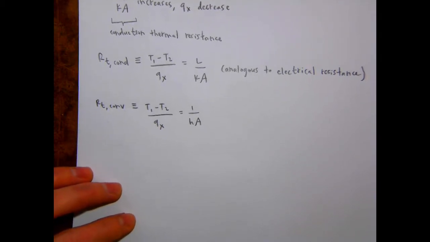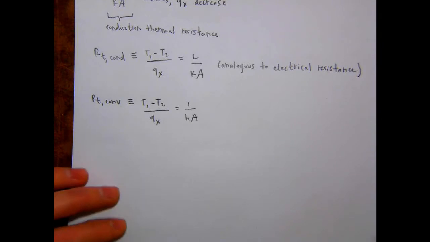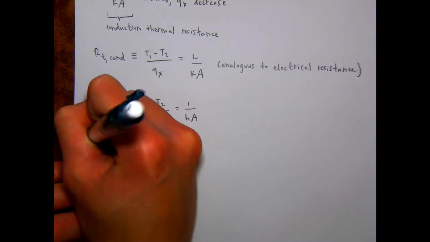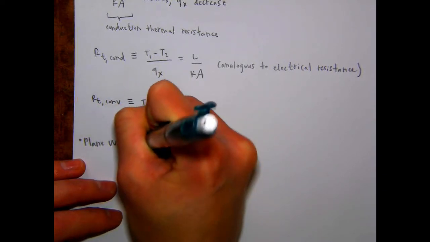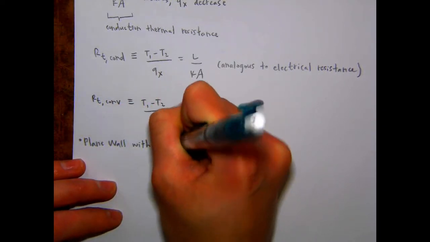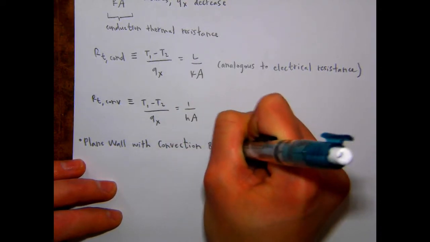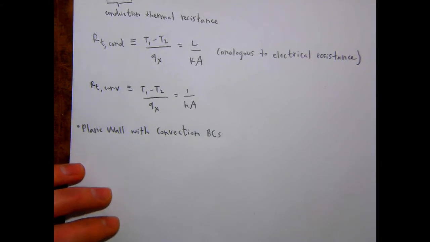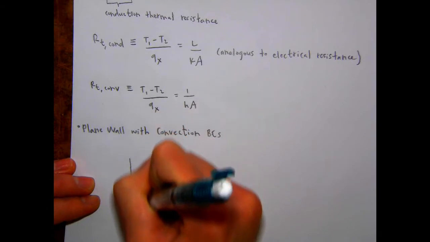So now we'll use this concept to analyze some kind of more complicated systems where we have convection and multiple types of materials. So we'll start with a plane wall with convection boundary conditions. Draw it nice and large.